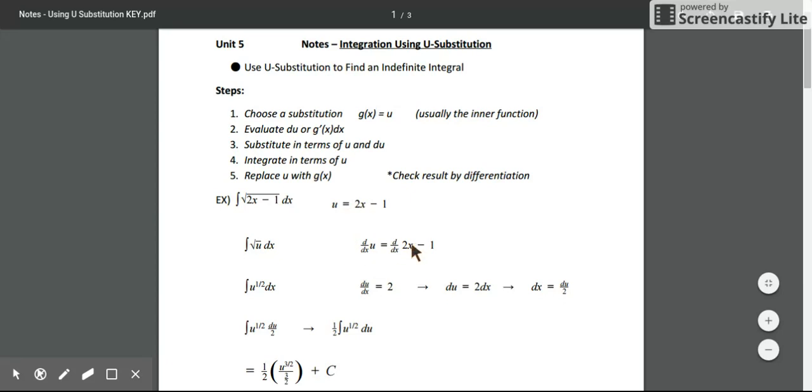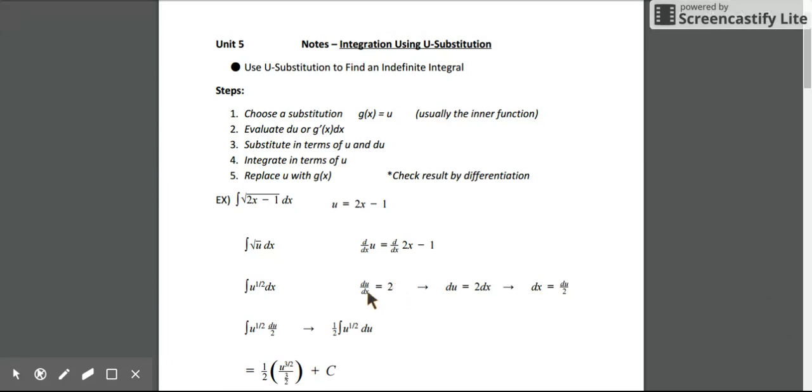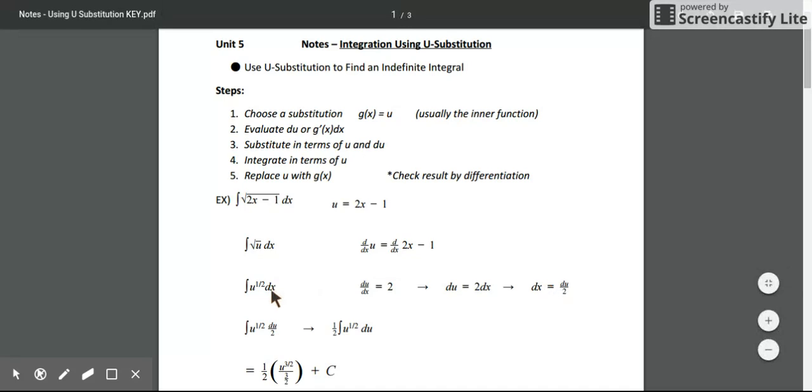If I derive both sides with respect to x, the derivative of u with respect to x is du dx, and the derivative of 2x minus 1 with respect to x is just 2. Well, I still don't have dx, but I could solve for it. If I multiply both sides by dx and then divide by 2, now I have dx in terms of du. So I can go back over here and substitute dx with this quantity, du divided by 2.